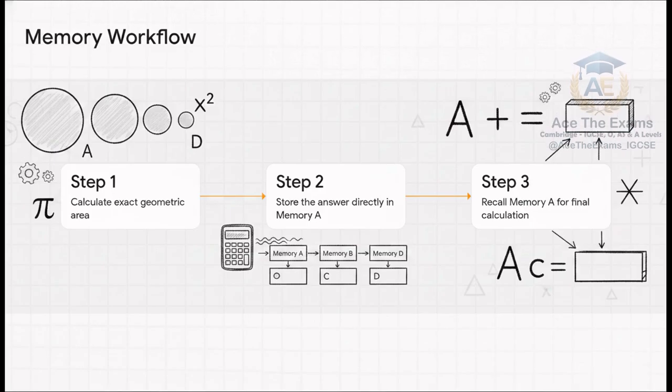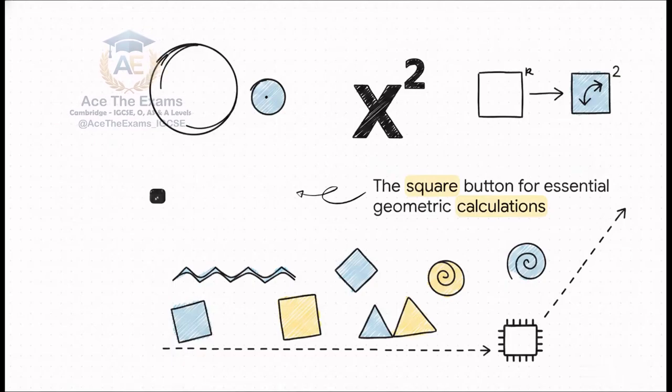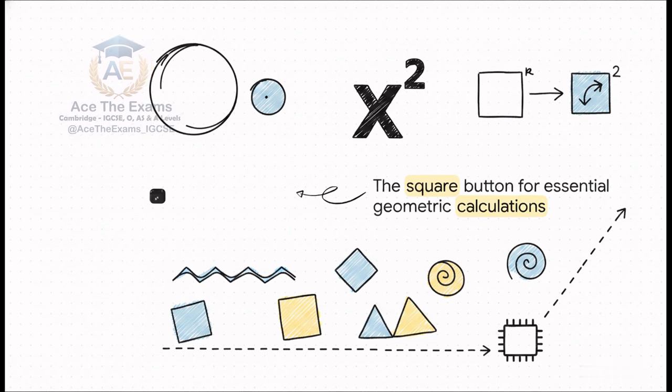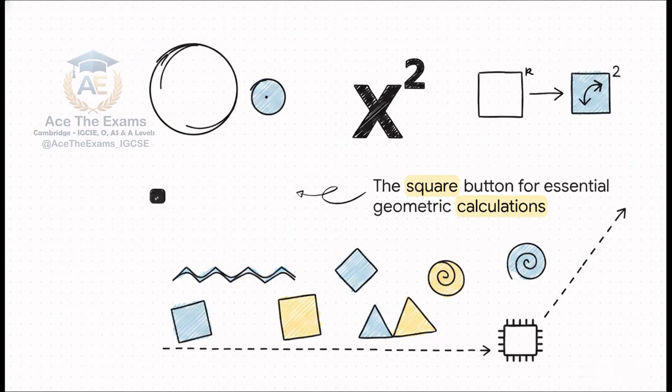We calculate the area of circle A, which is pi times 10 squared. The screen fills with numbers. We don't write a single thing down. We immediately store that perfect value into memory channel A. Then we repeat this exact process, calculating and silently storing the perfect, unrounded areas into channels B, C, and D respectively. And this brilliantly illustrates how you seamlessly combine your basic operational buttons with these advanced memory functions.